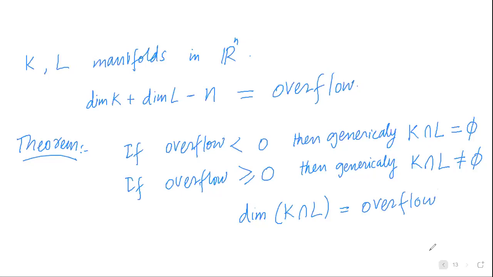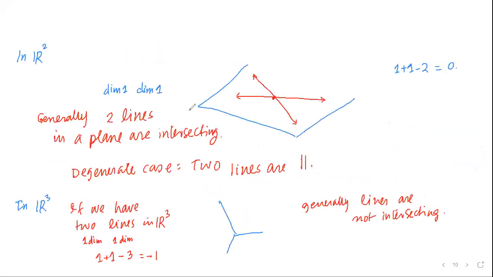If you look at the examples I did, a line is one dimensional, another line is one dimensional, this is K, this is M, and this is n-dimensional space. So 1 + 1 - 2 = 0. So 0 is a non-negative number and this is the dimension of the intersecting object, and the intersecting object is a point.